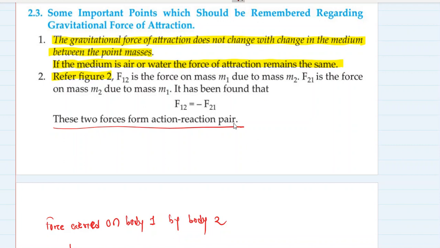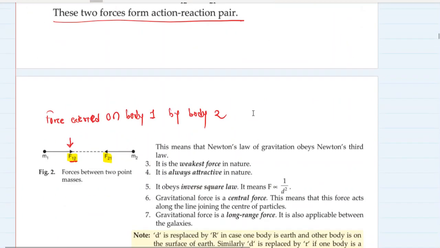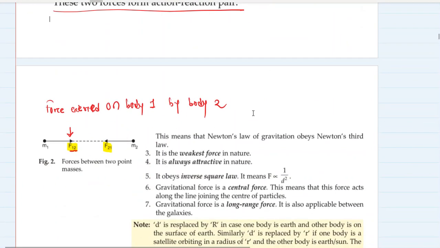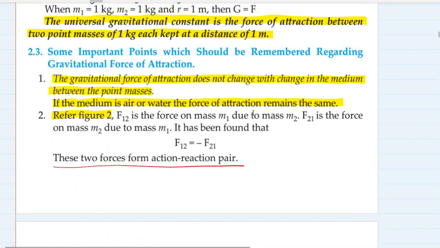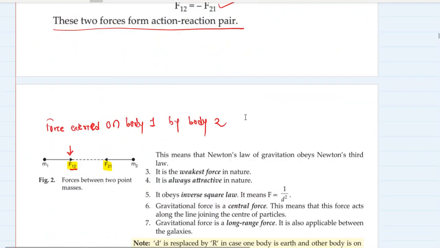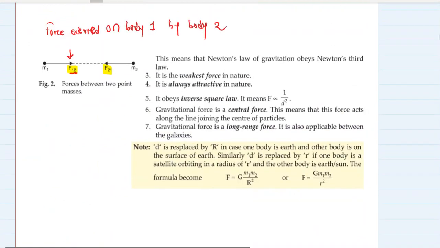Now you already have studied Newton's third law of motion and you know what is an action-reaction pair. Action and reaction pair are pair of forces which are equal and opposite, and they act on different bodies. And here we have two different bodies, M1 and M2. On body M1, the force acting is F12, and on body M2 the force acting is F21. Okay, so these forces are equal and opposite, so F12 is negative of F21. This means that Newton's law of gravitation obeys Newton's third law.